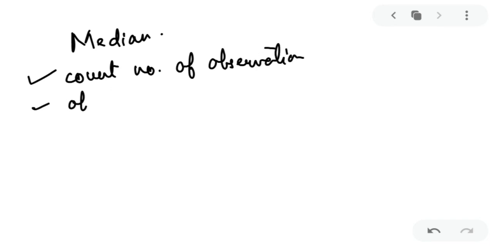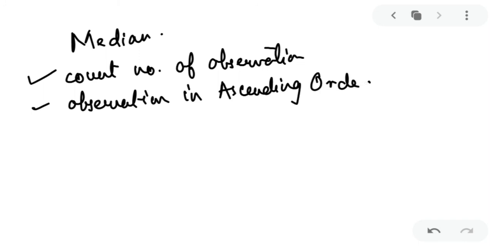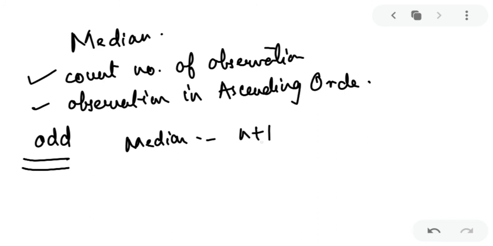Always put your observations in ascending order. And then we have the formula. If the number of observations is odd, you first count the observations, and if you get an odd number, the formula for the median is the (n plus 1) upon 2th term. The value of this term is called the median.